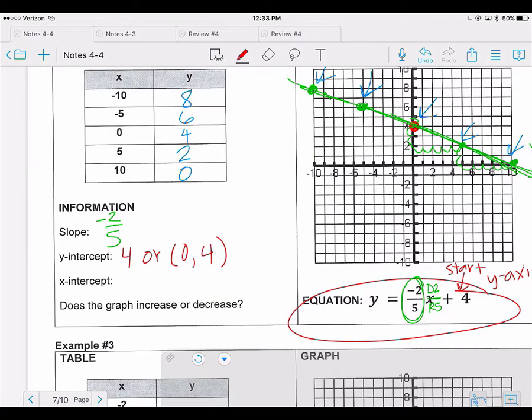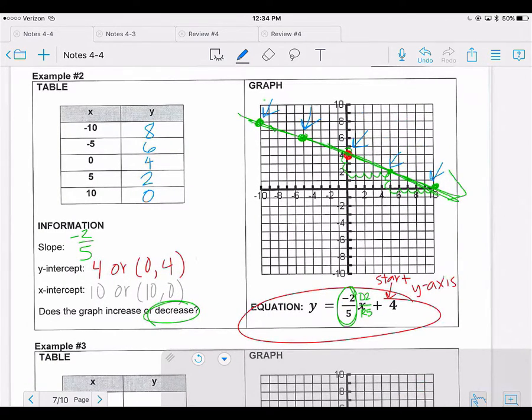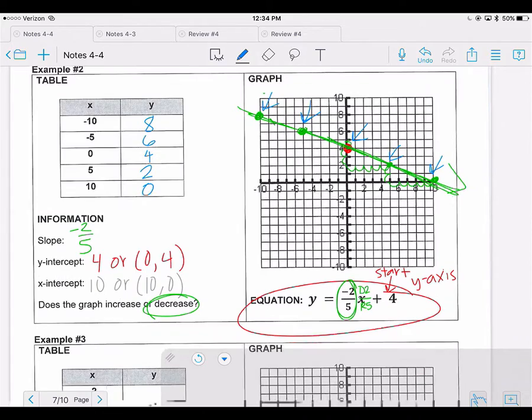You need to be able to recognize it both ways. So 4 is what you get from your equation. But you can also put 0, 4 as the point. My x-intercept is at 10, or the point 10, 0. So remember, y-intercept is where x equals 0, x-intercept is where y equals 0. And then this graph has a negative slope, so it would be decreasing. So again, we took our equation, we plotted our y point, our b value, we used our slope to continue plotting, and then filled in our table and all the missing information.